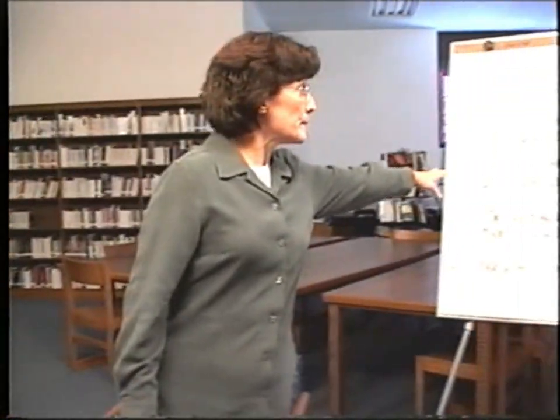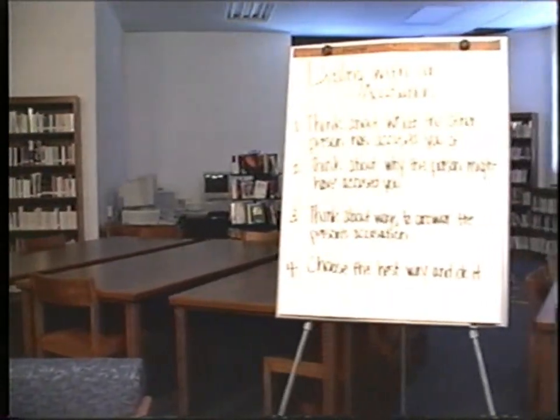The second step, we need to think about why the person might have accused you. Is there some reason that they think that you did this? And think about what that reason is. And also with that, try to think about how that person might feel. And that might soften our response.